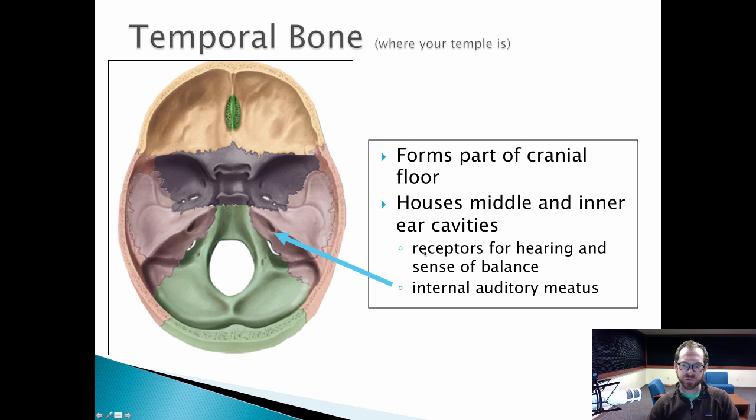And we're going to have a bunch of receptors here, which we'll go into in later labs, but this is where receptors and special organs are going to interpret hearing as well as get a sense of balance.